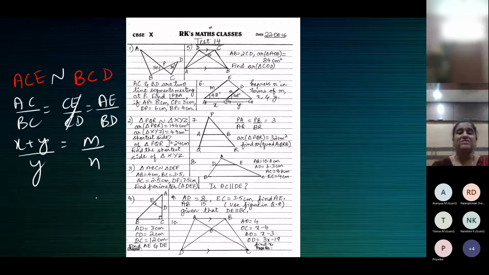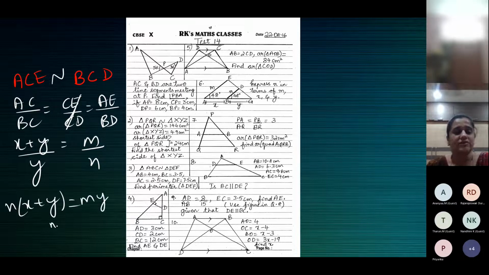And now we have to express n in terms of the others. So cross multiply. n into x plus y is equal to my. So n is equal to my by x plus y. Am I right, children?